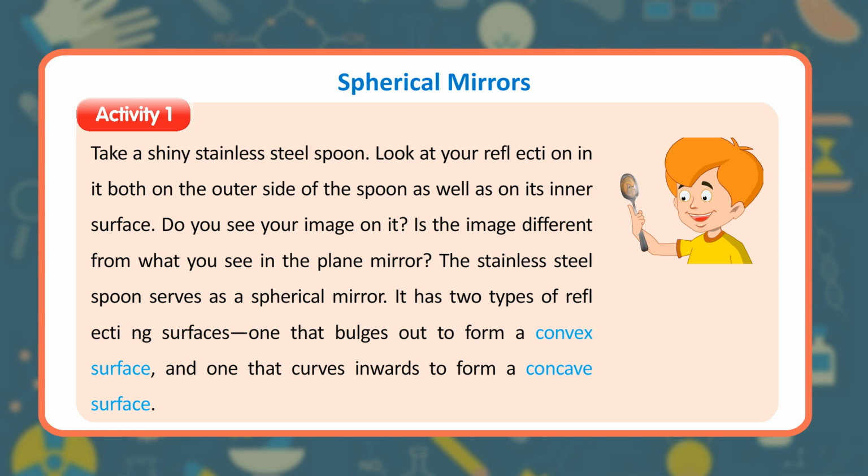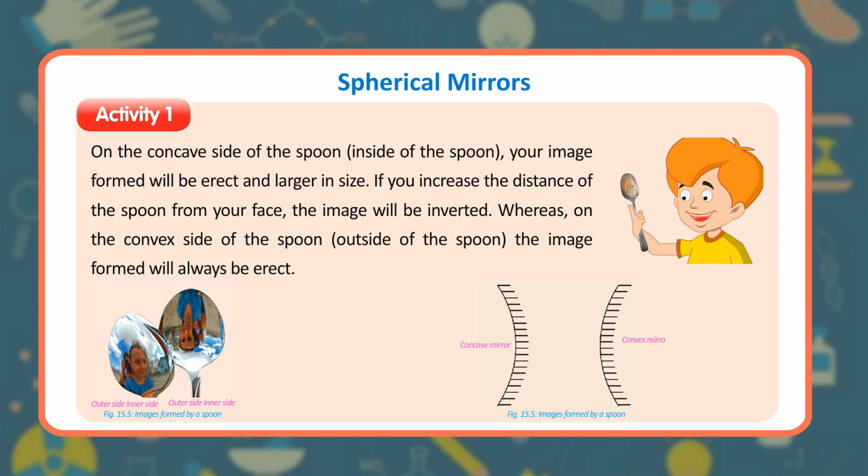The stainless steel spoon serves as a spherical mirror. It has two types of reflecting surfaces, one that bulges out to form a convex surface, and one that curves inwards to form a concave surface. On the concave side of the spoon, inside of the spoon, your image formed will be erect and larger in size.